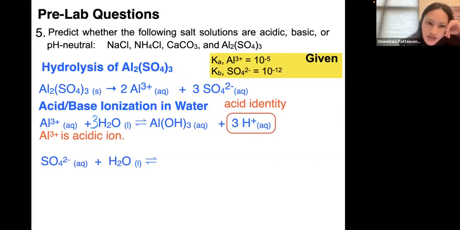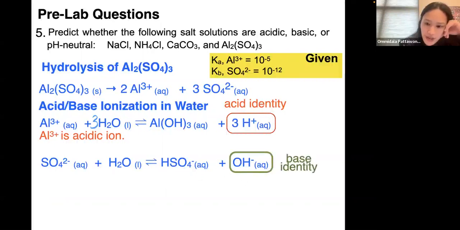Now if you're looking at the reaction between sulfate and water, again, the sulfate would be the one that is going to react with proton in water, to form monohydrogen sulfate, and the other species would be the hydroxide ion. So in this case, you probably notice that this is not one of the strong acid or strong base. So therefore, this reaction will take place. And if this reaction takes place, then the OH tells us about the base identity. So therefore, we can say that sulfate ion is a basic ion.